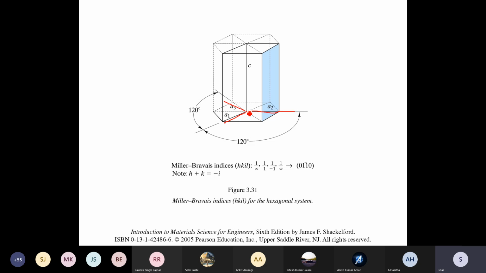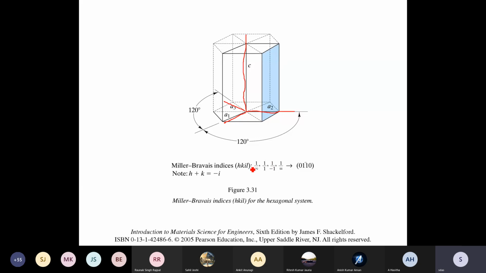And there is a vertical axis. So this plane, the blue color plane, where does it intercept? It is parallel to the A1 axis, so infinity. You write fractional intercepts: 1 by infinity. This is intercepting at unit length, so 1 by 1. This is intercepting the A3 on the negative side, so 1 by minus 1, and parallel to the vertical axis, 1 by infinity. So Miller indices is 0, 1, bar 1, 0.